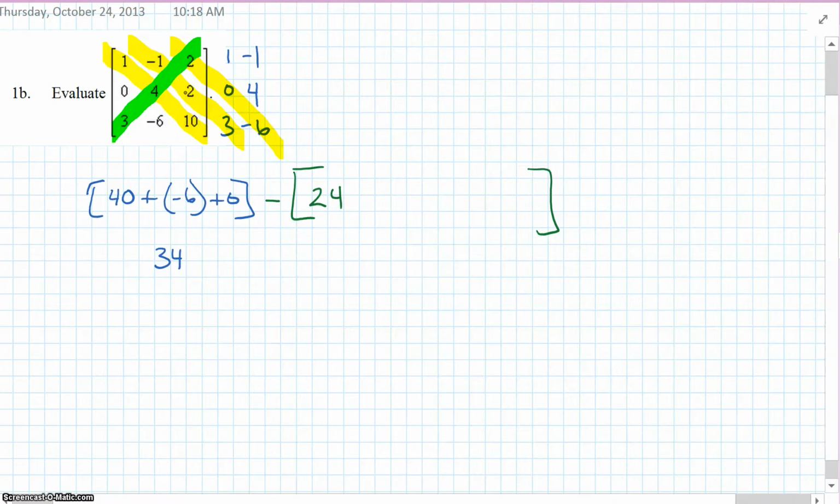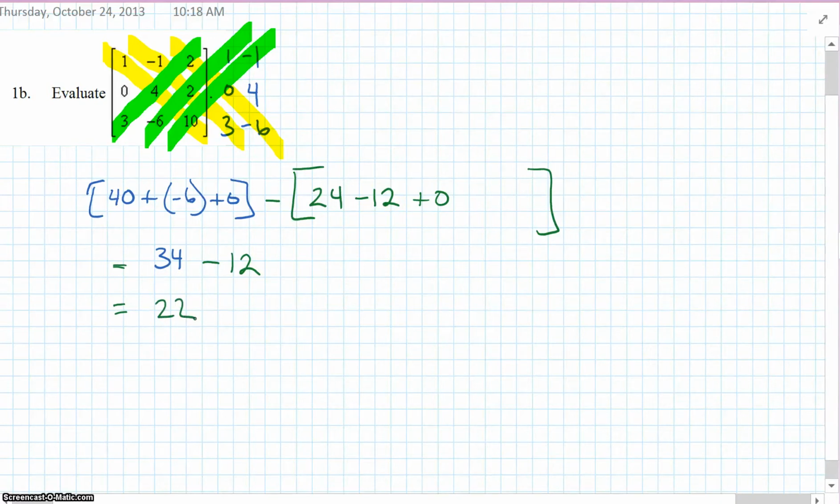Negative 6 times 2 times 1, the next diagonal. Negative 6 times 2 times 1, that'd be negative 12. And the next one, 10 times 0 times negative 1 would be 0. So it's going to be 24 minus 12 would be 12, so 34 minus 12. Okay, 34 minus 12 is 22.